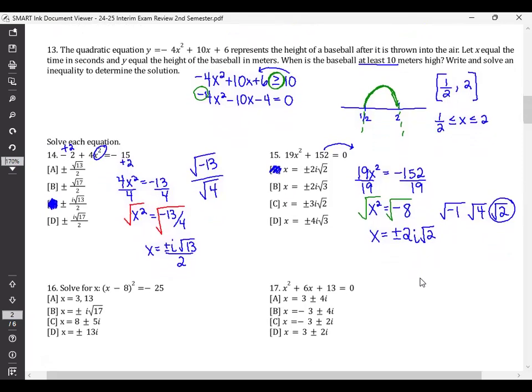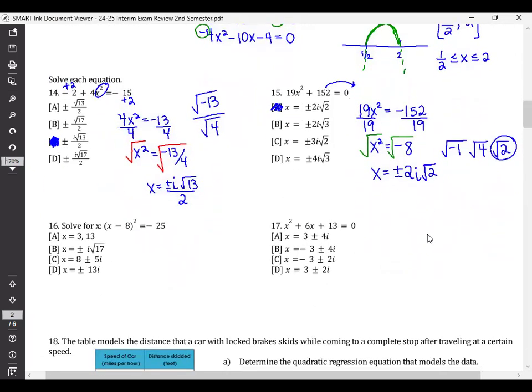For 16, I can also use the square root method for this one. So anytime, again, there's a parentheses squared, use the square root method. I would get the parentheses by itself, and that's already done. So now I can square root both sides. I get x minus 8. The square root of negative 25 would be plus and minus 5i. And then to finish it, we're going to add 8.